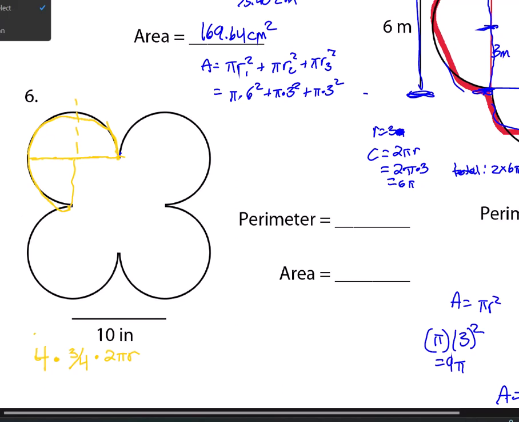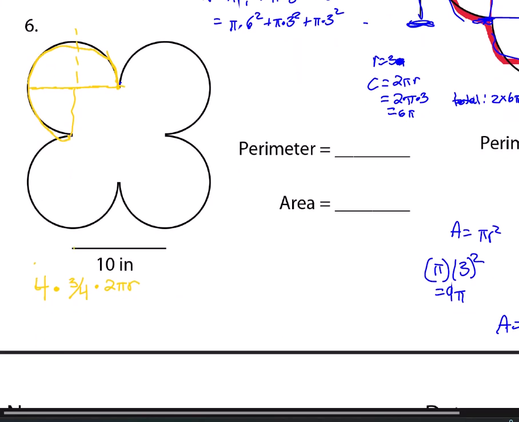Now, what is r? We have that the distance from here to here is 10. That means that this distance is 5, and that's the radius of one of the circles. So my perimeter is going to be 4 times 3/4 times 2 pi times 5. These 4s cancel. So I have 3 times 2 is 6 times 5 is 30. So I have 30 pi.